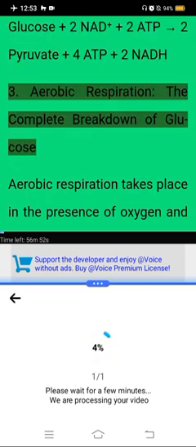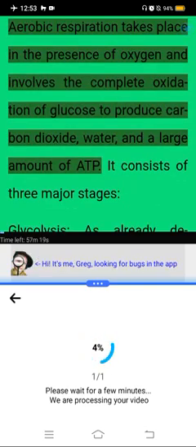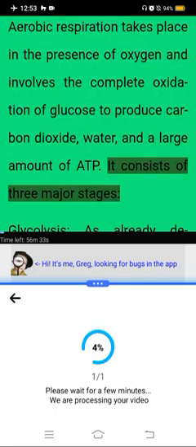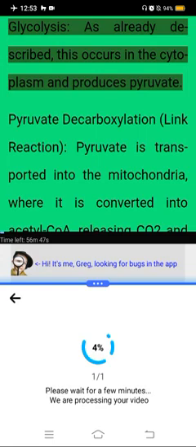3. Aerobic respiration, the complete breakdown of glucose. Aerobic respiration takes place in the presence of oxygen and involves the complete oxidation of glucose to produce carbon dioxide, water, and a large amount of ATP. It consists of 3 major stages. Glycolysis, as already described, occurs in the cytoplasm and produces pyruvate.